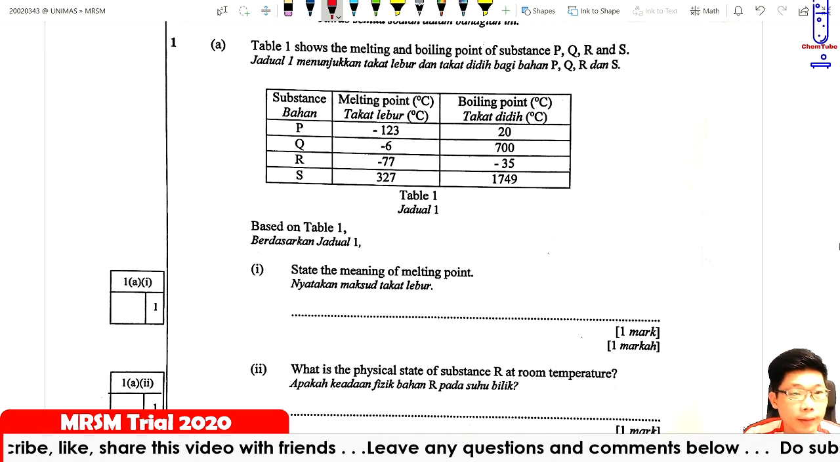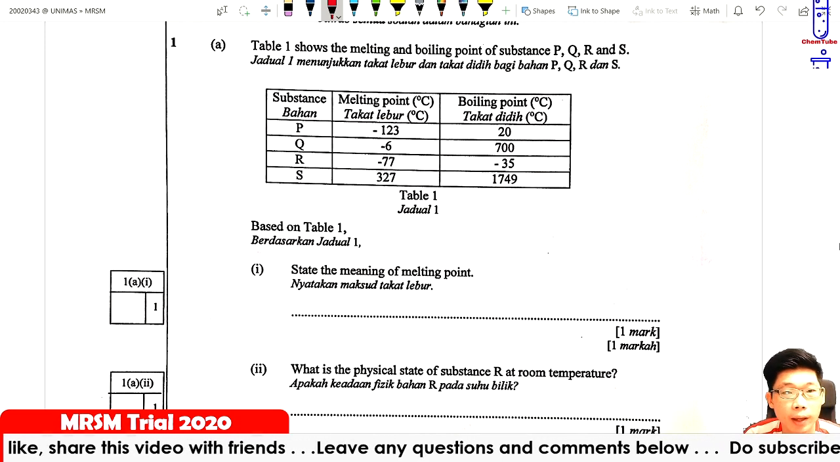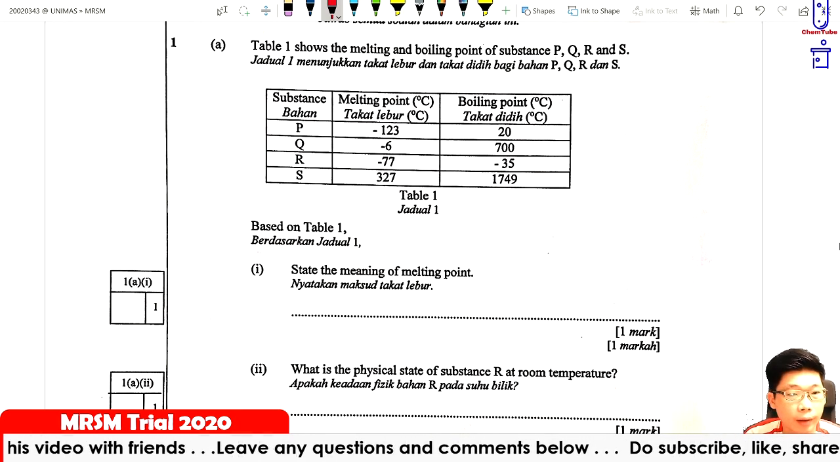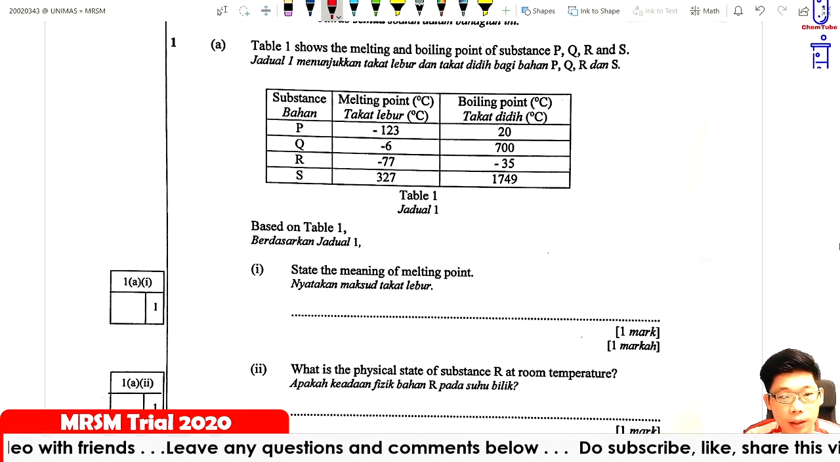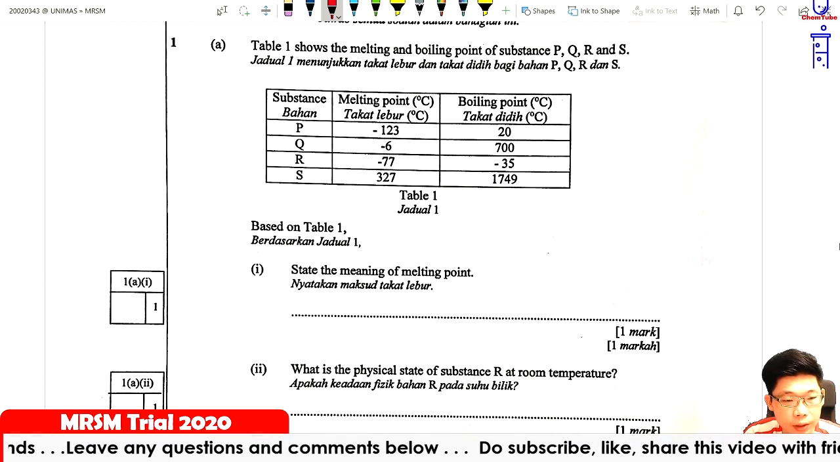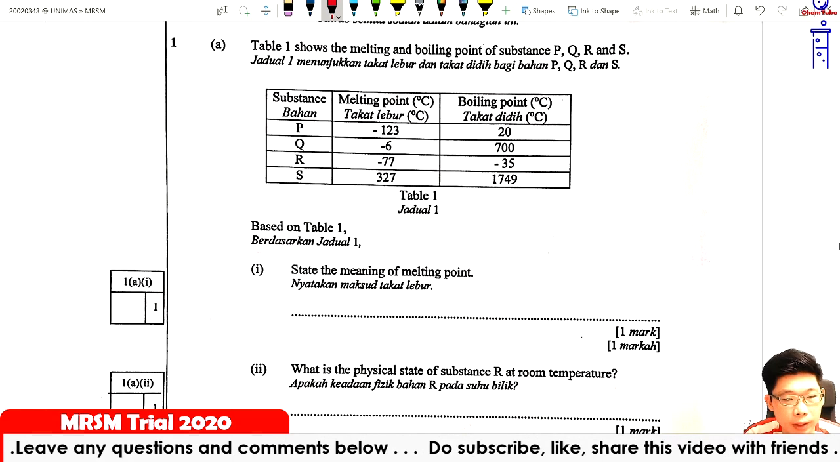Question number 1. The table shows the melting and boiling points of 4 substances P, Q, R, and S. You can see it in Table 1 here. So based on the table, first state the meaning of melting point.